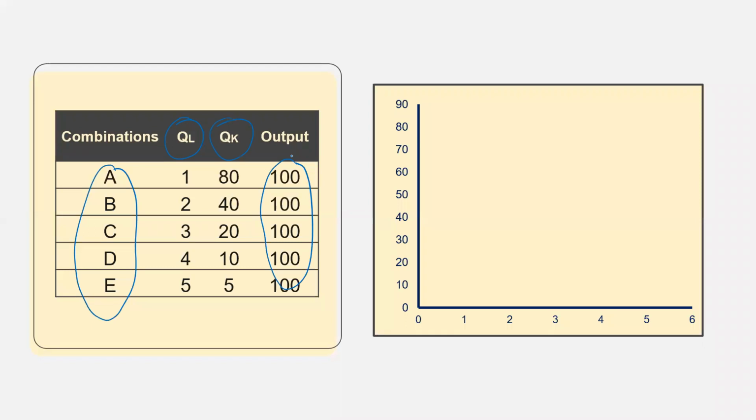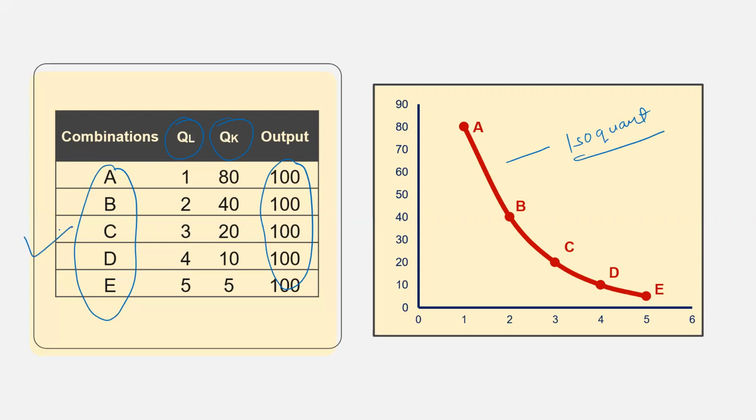On x-axis, we have quantity of labor. On y-axis, we have quantity of capital. Combination A, that is 1 unit of labor and 80 units of capital. Combination B, C, D, and E. So this is our isoquant, which shows various combinations of two inputs that produce same output.